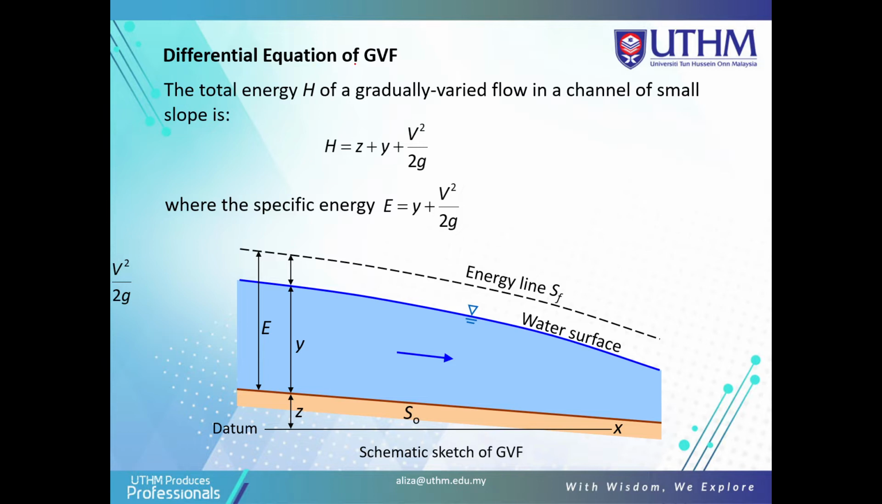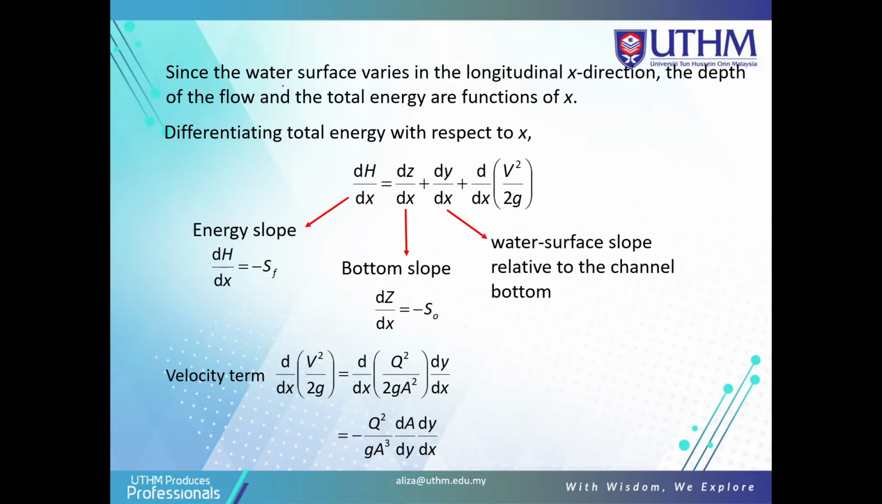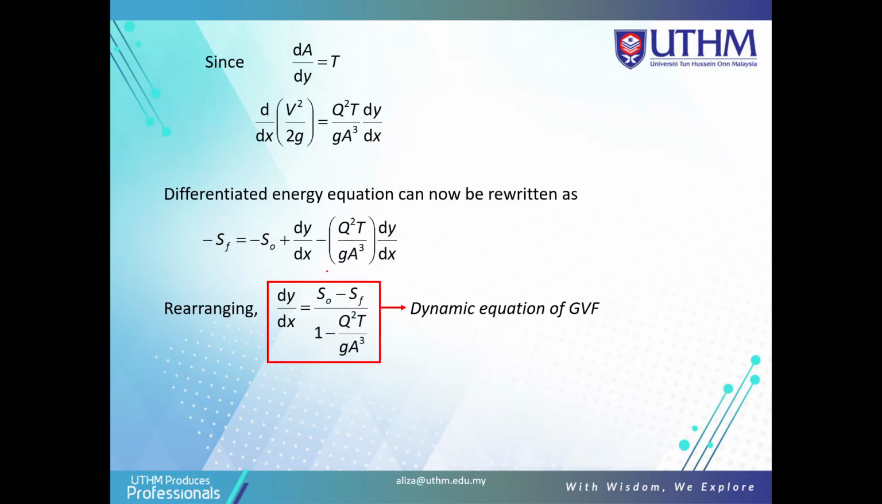Now the differential equation of GVF. We use the total energy H of a gradually varying flow in a channel of small slope, based on this formula and also from the specific energy formula. Since the water surface varies in the longitudinal x direction, the depth of flow and the total energy are functions of x. So the energy slope is based on dH over dx, which is dz over dx plus dy over dx plus d over dx of v squared over 2g. No need to worry about this one, we just follow this equation.